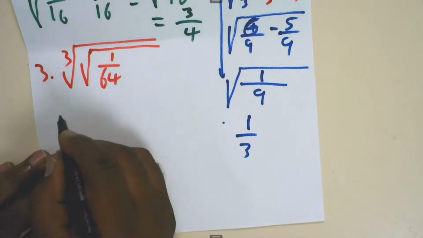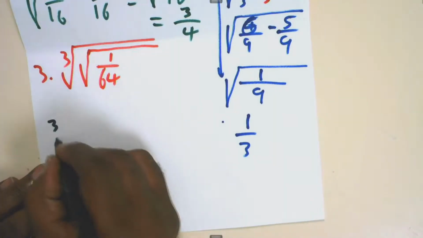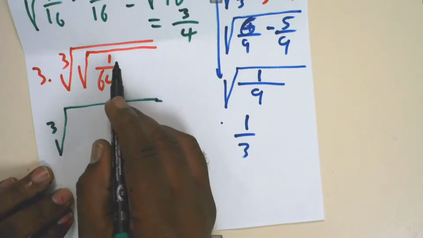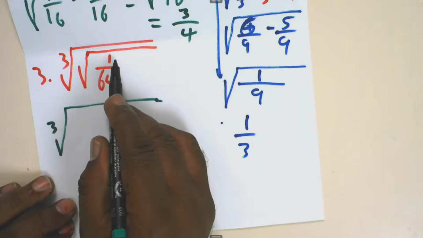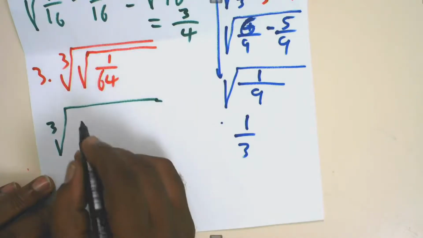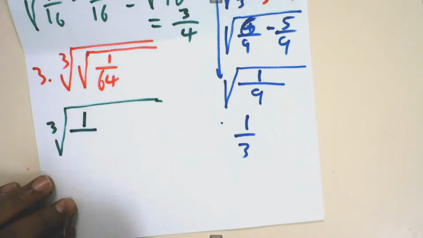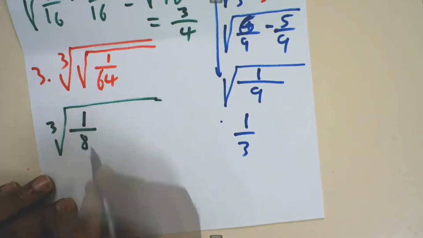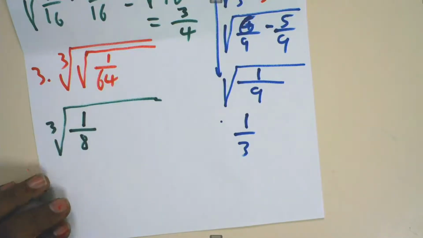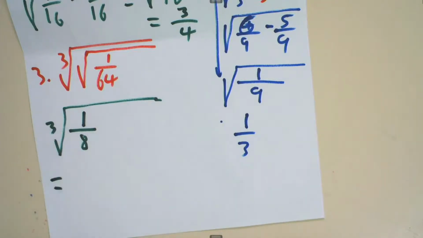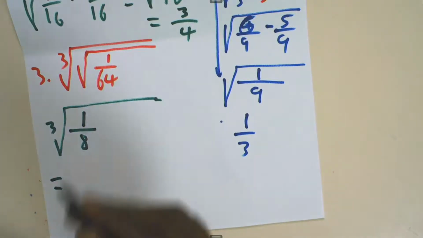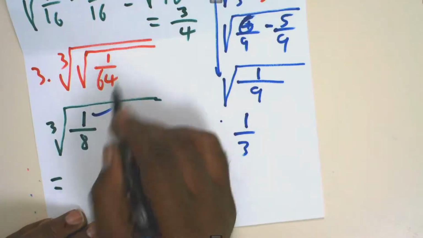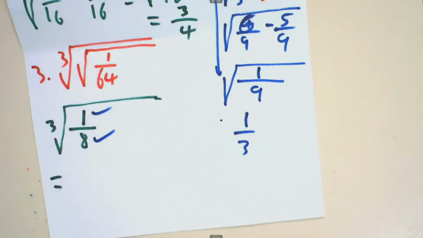Right, we start inside the house. The cube root is the main guy. Now the question is, what number makes 1 a square? It's a 1. What number makes 64 a square? It's your 8. Right? There we are. Like I said, step by step, square root of 1 is 1. Square root of 64 is 8.